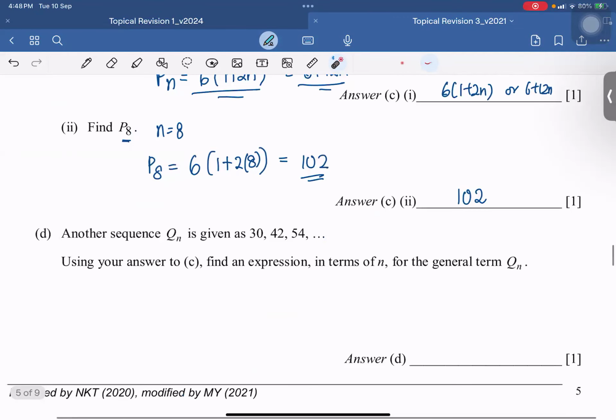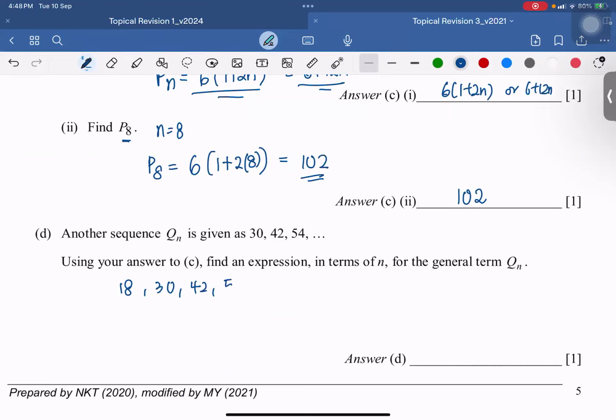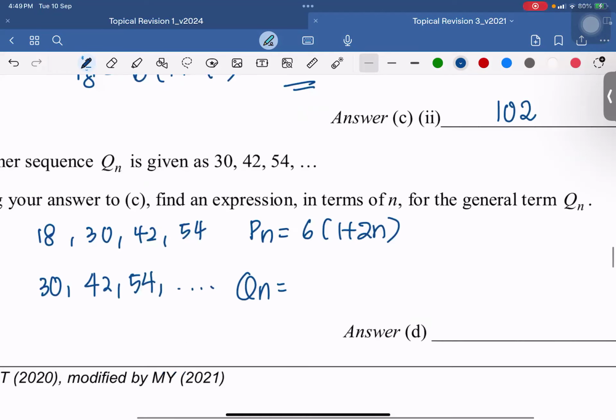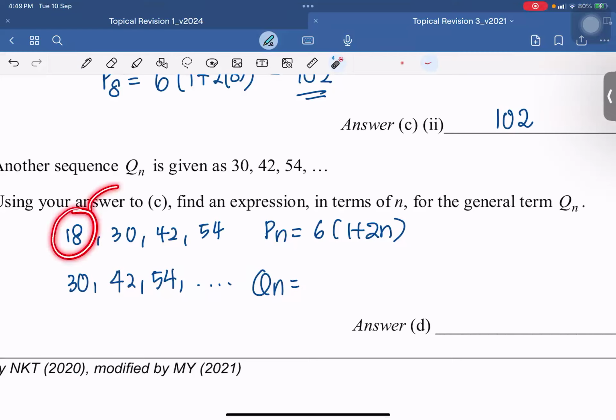The formula for the one that starts with 18, 18, 30, 42, 54, is Pn equals to 6 bracket 1 plus 2n. But now I'm going to start with 30, 42, 54, and the next number. This is not P already. This one changed to Q. What is this going to be? Qn. I actually skipped a number. Did I start with n, or did I skip to the next n? I didn't start with n, right?